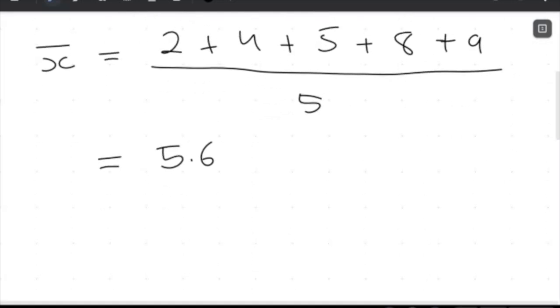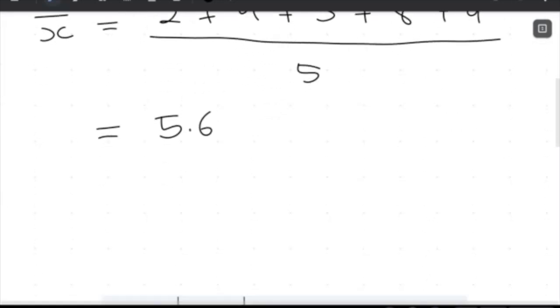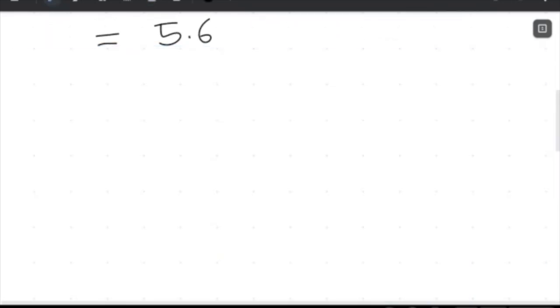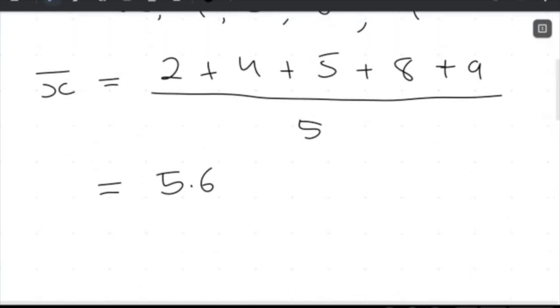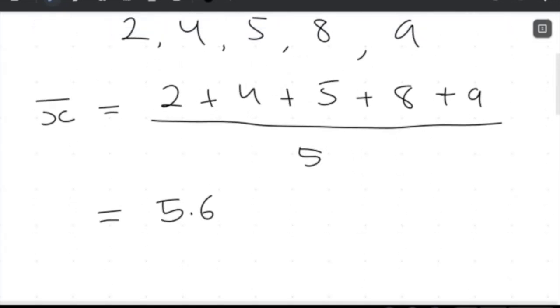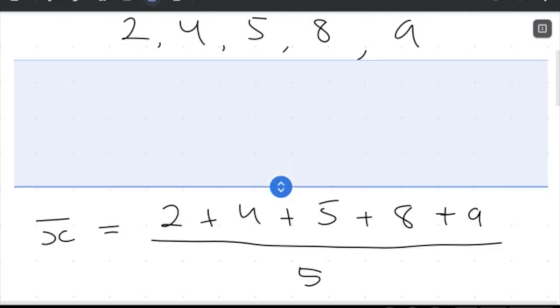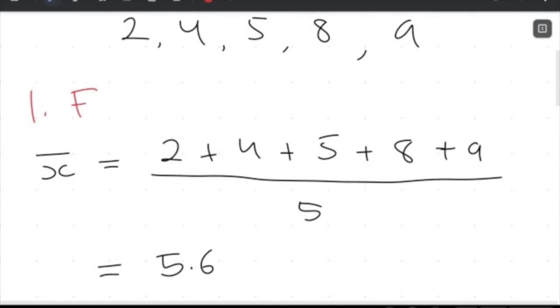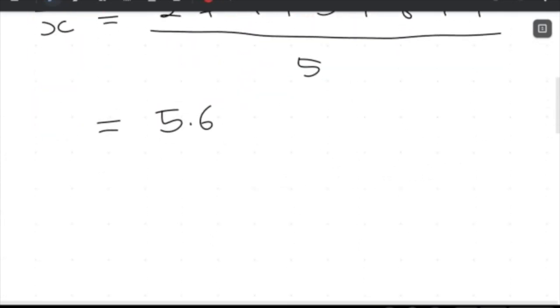Now, after we've found the mean, there's a few things we want to do. Next, we want to find the difference between each value and the mean. This is what we think of as the actual deviation. So step 1 here is to find the mean. The next step is we want to find the difference between each value and the mean.